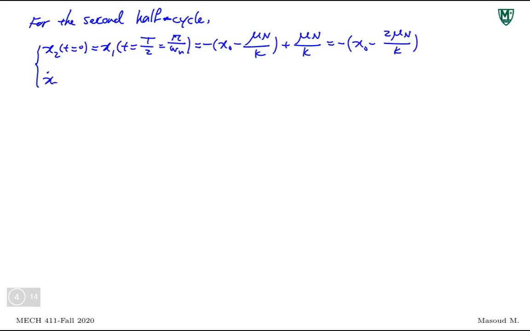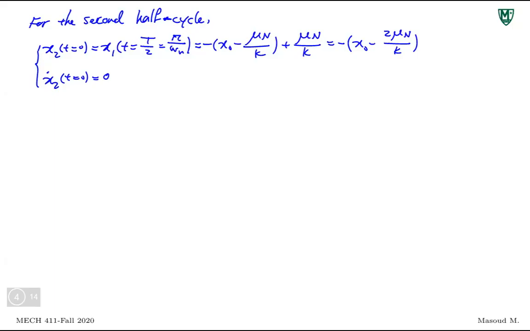How about the initial velocity? How much is the initial velocity for the second half cycle? It's 0, right? We don't really go through the whole process of taking the derivative and plugging in pi over omega n again. We know that the mass stops at the last place because the velocity is going to change its direction. So it stops and it starts moving in the opposite direction. So the velocity is 0. We already know that.